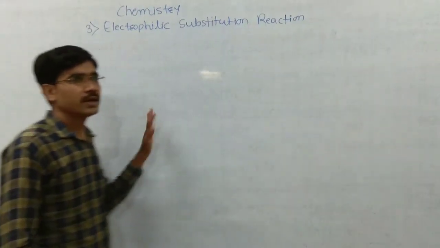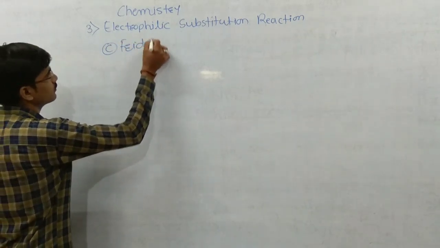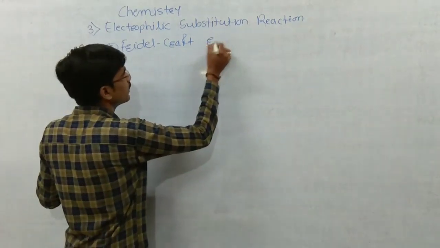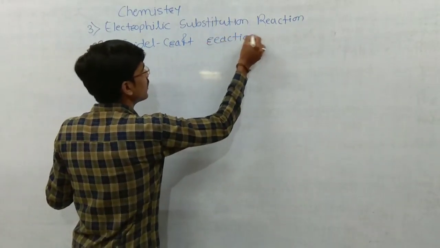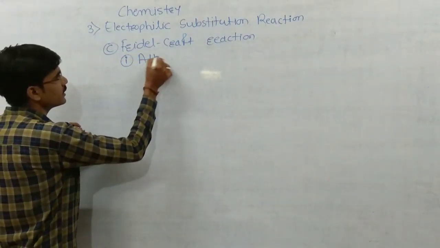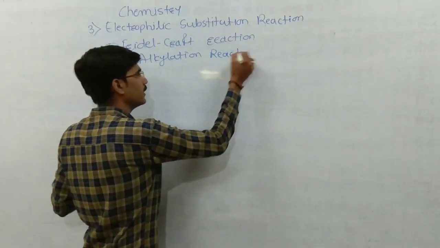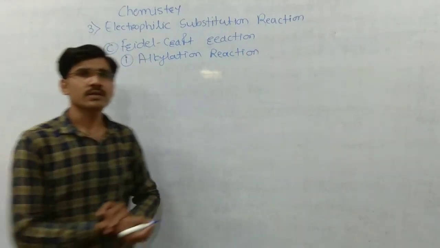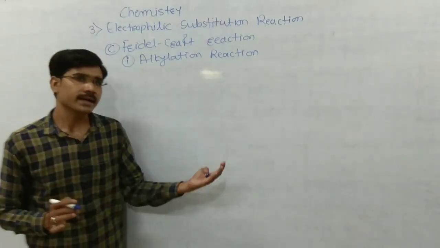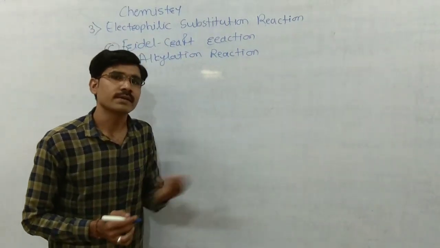Then last reaction we have to see here, number C, that is a Friedel-Crafts reaction. In that we have to see first reaction, that is number 1, alkylation reaction. In alkylation reaction, we have taken anisole here. It reacts with alkyl halide. We are getting again two products. First is ortho product, second one is para product.